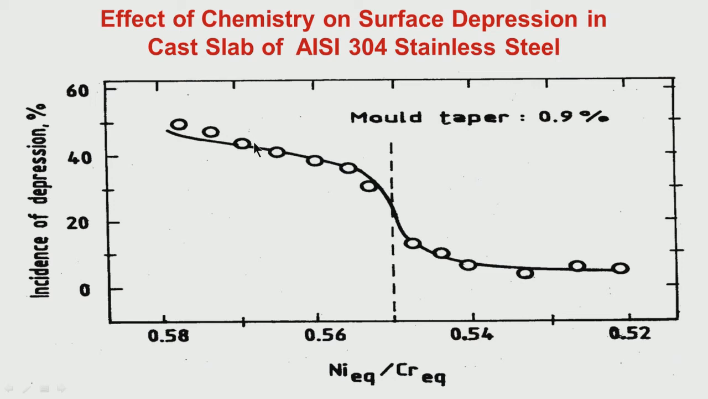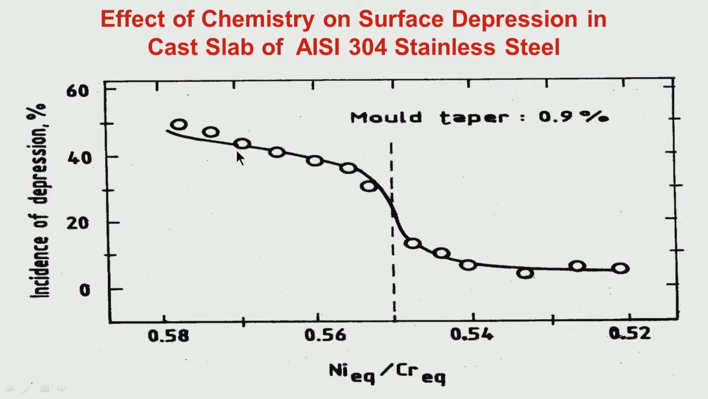A slight adjustment of chemistry has been done to bring it from above the peritectic start chemistry to less than the peritectic chemistry. 0.55 is the peritectic start chemistry. So from above 0.55 nickel equivalent by chromium equivalent, you are bringing it to less than 0.55. You make it say 0.53, 0.54, 0.52. So it is basically not much of a variation in chemistry. I can call it a minor adjustment of chemistry, understanding the solidification sequence.